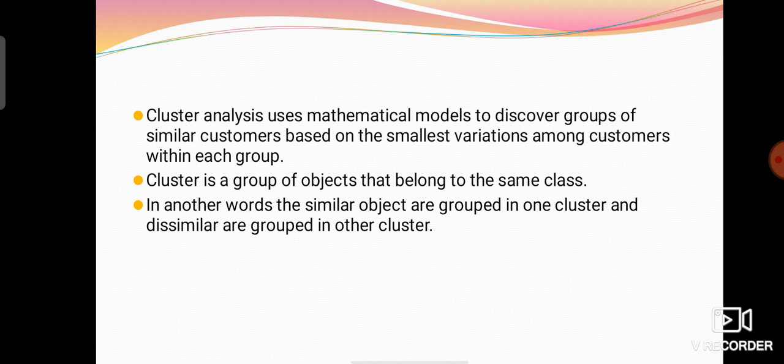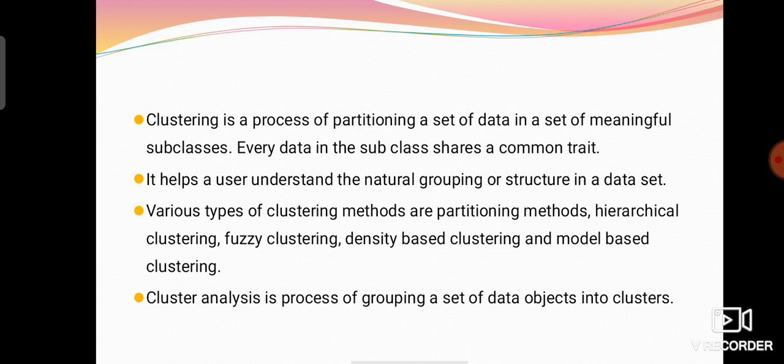In other words, similar objects are grouped in one cluster and dissimilar objects are grouped in another cluster. It is the process of partitioning a set of data into a set of meaningful subclasses. Every data point in the subclass shares a common trait. It helps a user understand the natural grouping or structure in a data set. Various types of clustering methods are partitioning methods, hierarchical clustering, fuzzy clustering, density-based clustering, and model-based clustering.